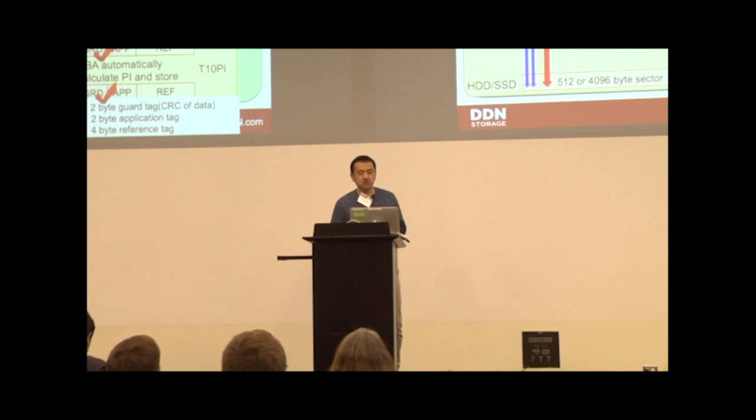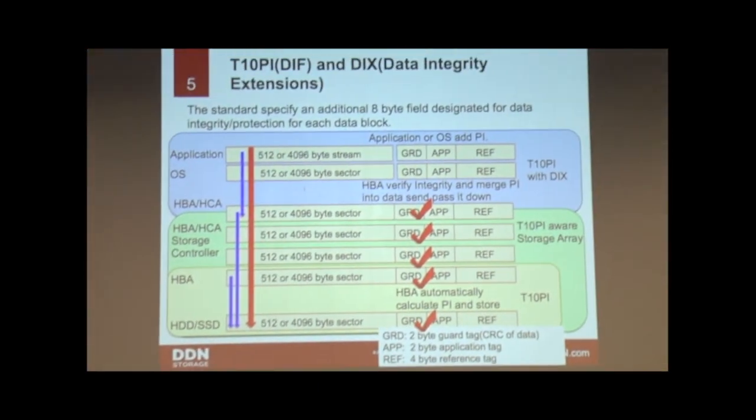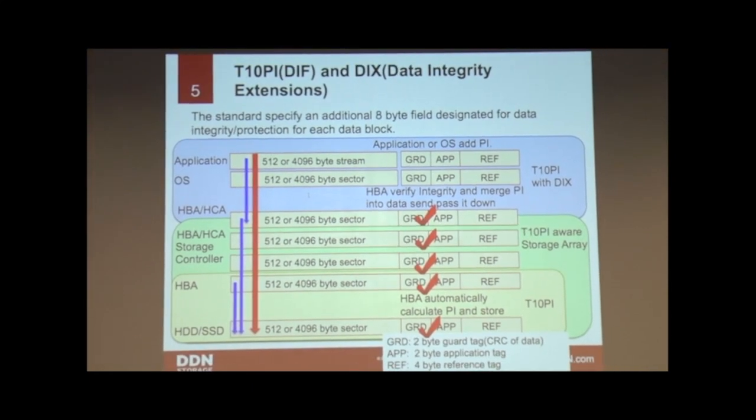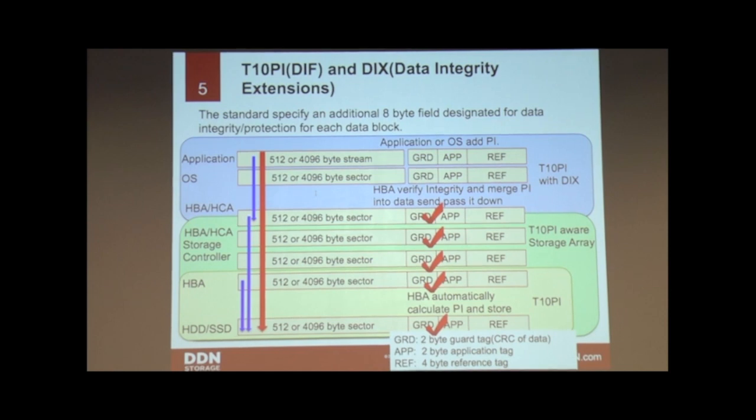I want to introduce a little bit. So what is T10-PI and DIX here? T10-PI is one of the standard formats. There are three additional tags on the drive sector, so now we have 4K and 512 sector drives. The guard tag stores the checksum. The app tag is for the application. The reference tag mainly stores the LBA. But the app tag and the reference tag are still customizable, so we can store any information over both of the tags.